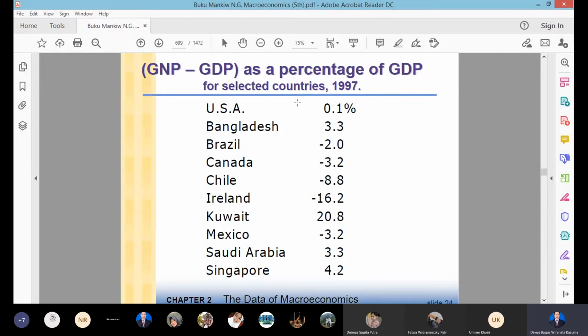So from this, Bangladesh, for example, is positive 3.3%. It means that there are so many Bangladeshis working outside the country, contributing much to the growth of the GDP in Bangladesh. So there is a huge fund remittance into Bangladesh compared to the funds running out from Bangladesh to other countries. And here we can also see Saudi Arabia and Singapore; Singapore is also positive.